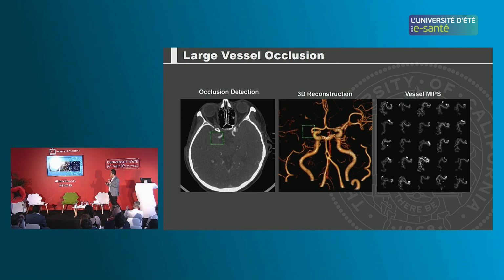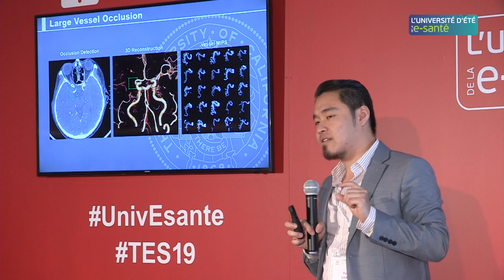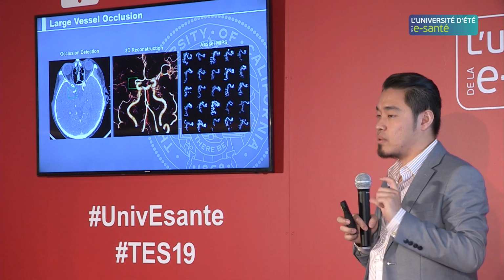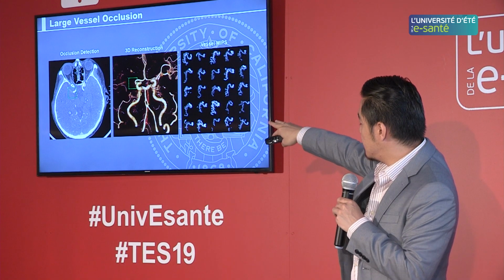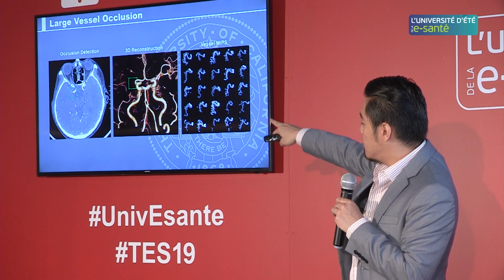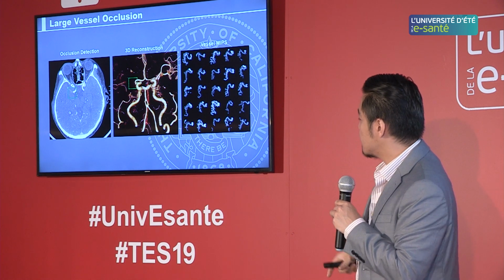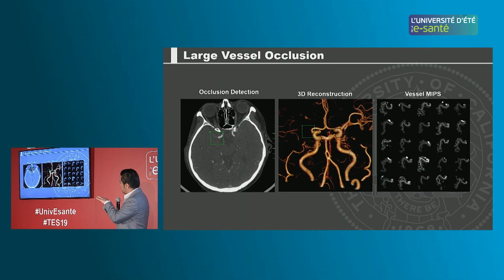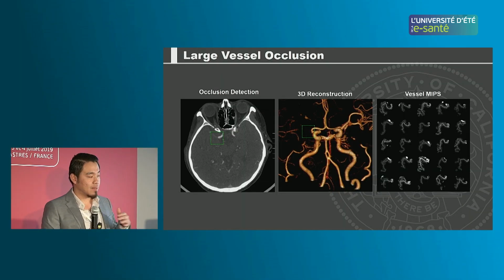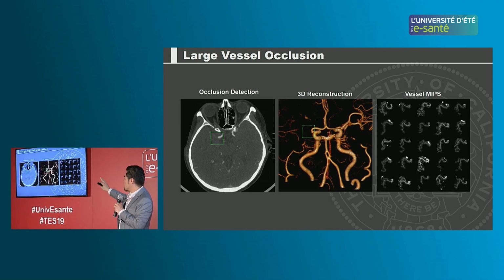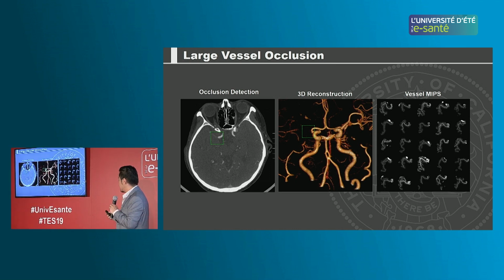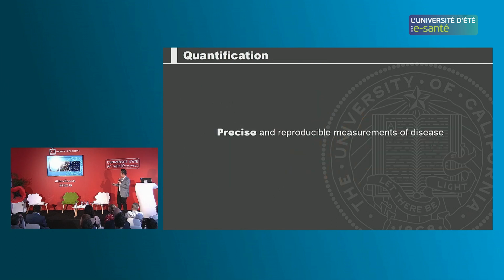This is another example of a tool to detect an occlusion in the blood vessels of the brain. One of the most common types of stroke is when a large vessel right at the brain's surface gets occluded, as you see in the green box. This type of stroke has a very special type of treatment that the patients qualify for. And so the ability to quickly identify something like this is also very valuable.